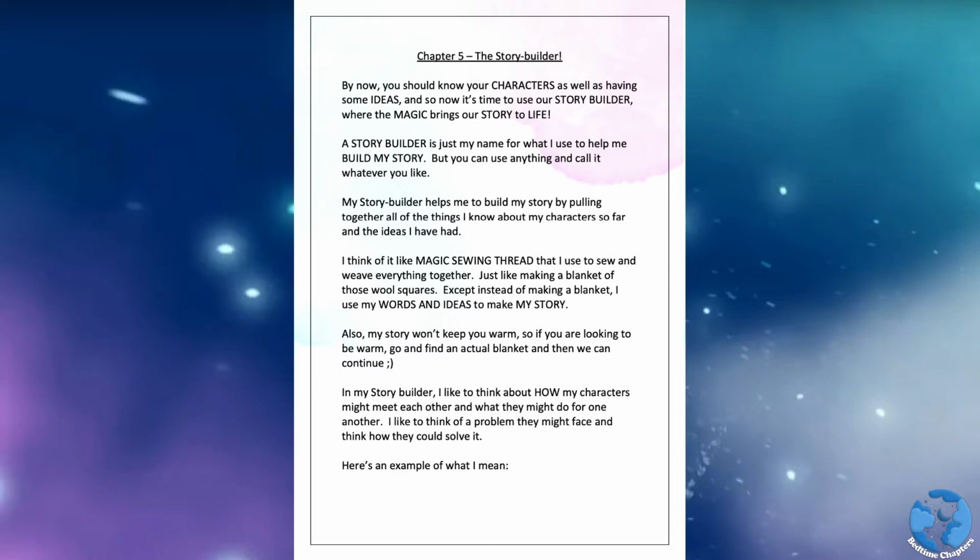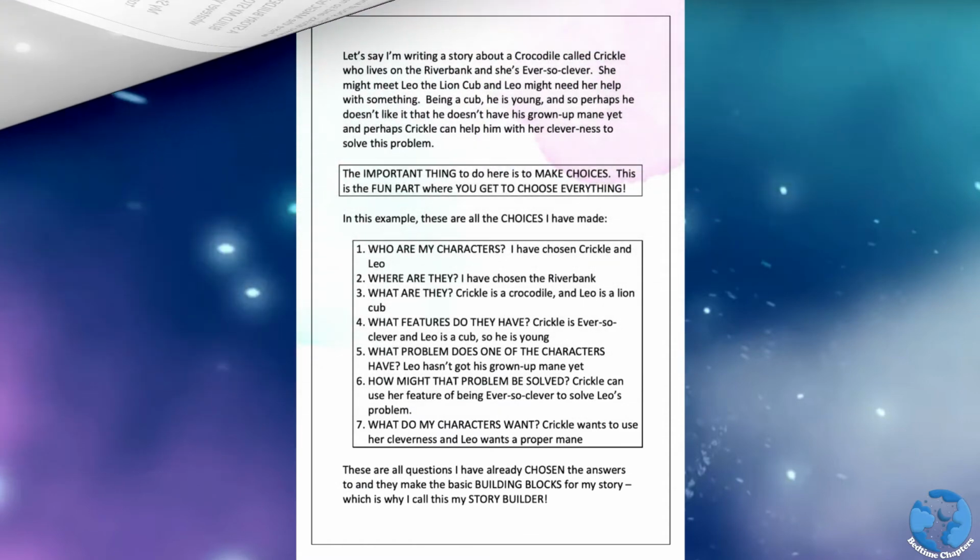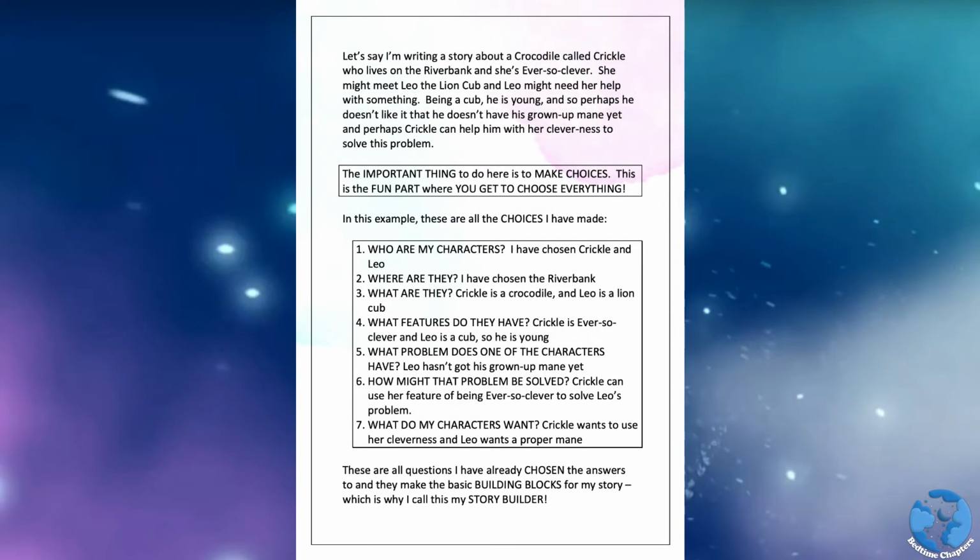In my story builder, I like to think about how my characters might meet each other and what they might do for one another. I like to think of a problem that they might face and think how they could solve it. Here's an example of what I mean. Let's say I'm writing a story about a crocodile called Crickle, who lives on the riverbank, and she's ever so clever. She might meet Leo the lion cub, and Leo might need her help with something. Being a cub, he is young, and so perhaps he doesn't like that he doesn't have his grown-up mane yet, and perhaps Crickle can help him with her cleverness to solve this problem.